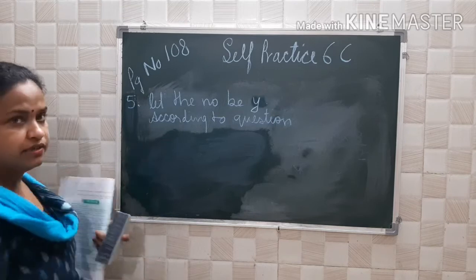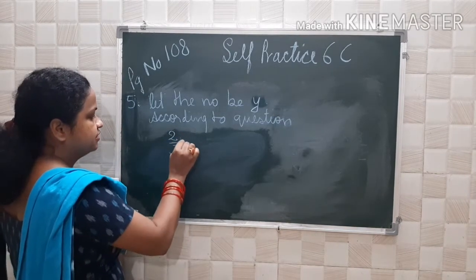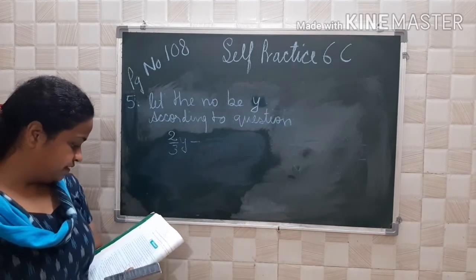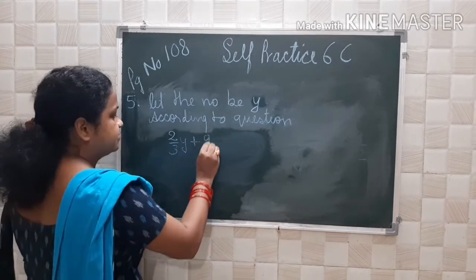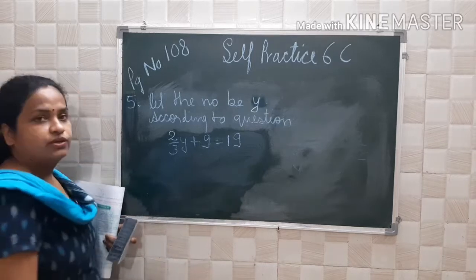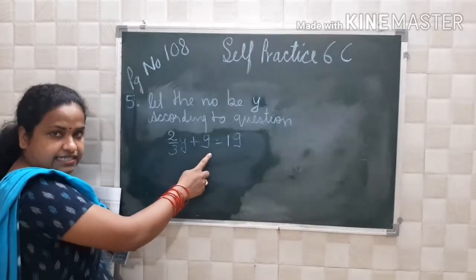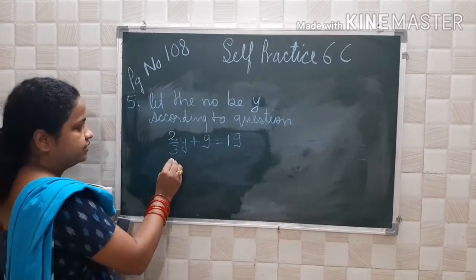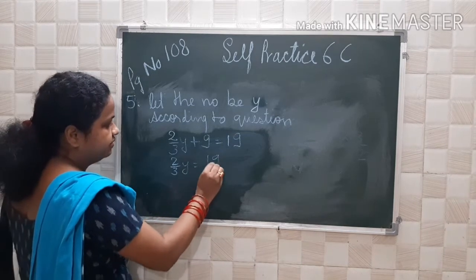Two-thirds of a number, so 2/3 of y, is increased by 9, and the sum is equal to 19. 2/3 of a number increased by 9 means plus 9, and its sum is equal to 19. Now what will you get? 2/3 y is equal to 19 minus 9.